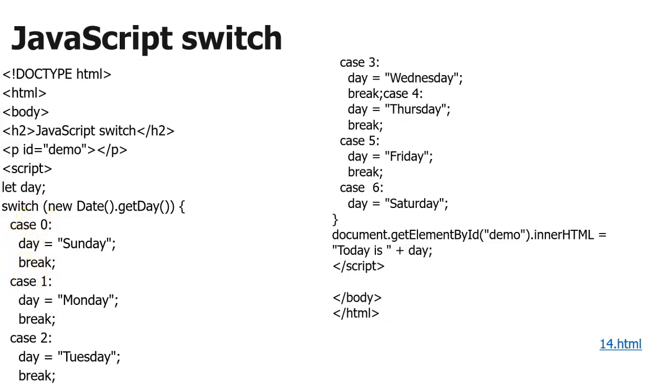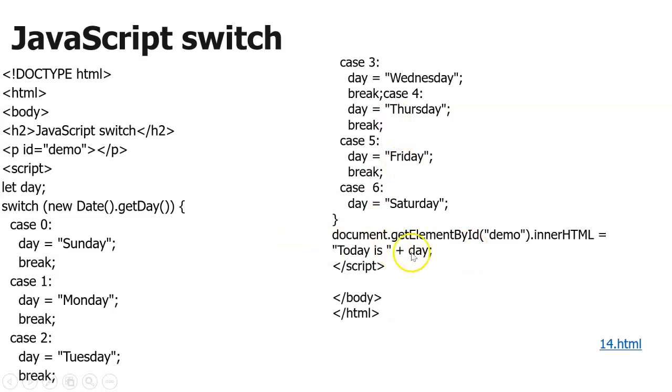I have let day is equal to switch new Date dot getDay. Date is a predefined function. getDay is one of the methods here. So in the day I have multiple days, right? Sunday, Monday, Tuesday, Friday. So based on the day you will print this. Using that predefined function from the system, it will learn what the current day is. So based on that current day, whichever case is satisfied will be printed.